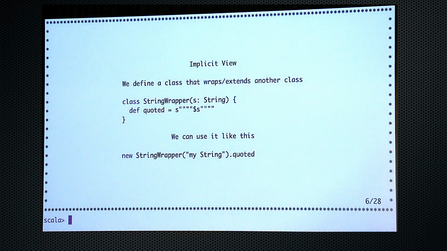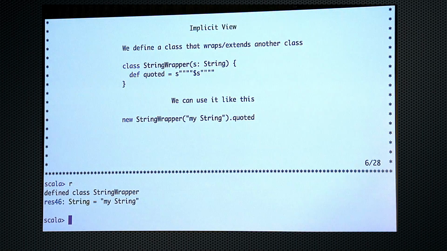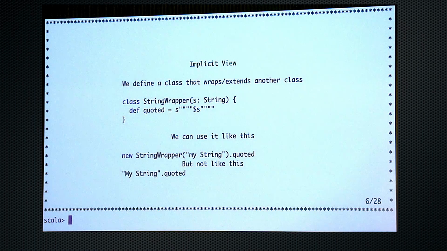Well, implicit views, that's another powerful feature. To set up here, I create a string wrapper class, which has one member, a string, and we define a method on this, quoted, which just puts extra quotes around the string. And we can, of course, use it by instantiating it and then calling quoted on it. But wouldn't it be nice if you could actually do something like this? You can just do dot quoted on the string directly.